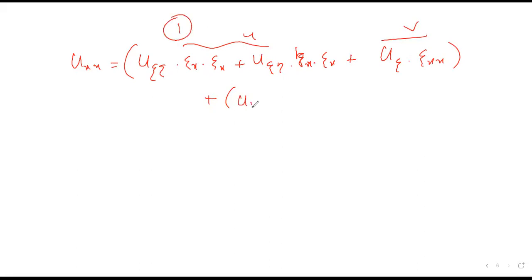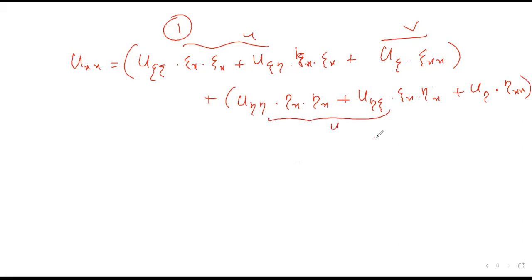Second term, u_η ξ_x times η_x plus u_ηη ξ_x times η_x. Okay, plus u_η times η_xx. Okay, so what is happening is this is the u term of the second equation. This is the v term.